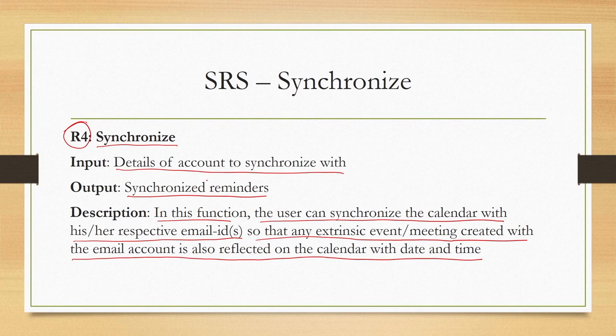Like here, details of account is an input. Now, how to provide that detail? Should it be a textual string? Should it be an alphanumeric string? Should it be a Unicode compliant string? Should it be in some other format? These details we are not providing, and we are not interested also, because those are implementation details. So, those are not part of this stage of requirement specification.